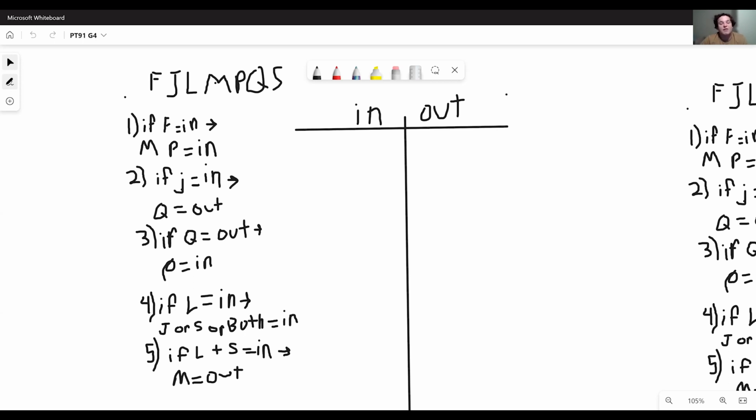Next, we see if L is present, then either J, S, or both are present, right? And we don't see J or S for C. Yep, exactly. So we eliminate that one, and we have D as our correct answer.